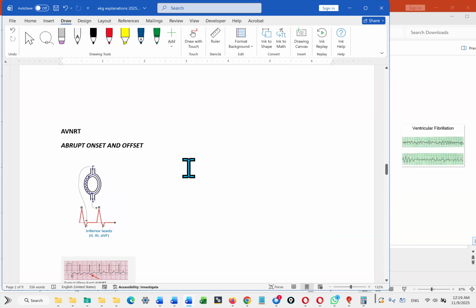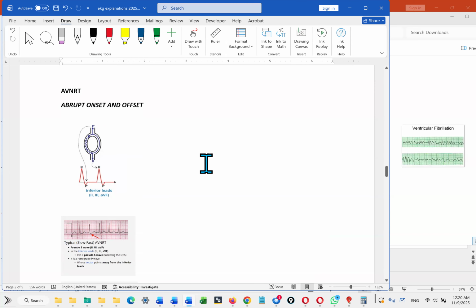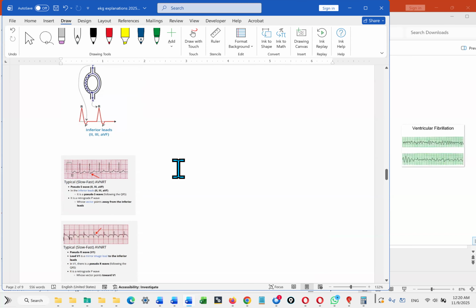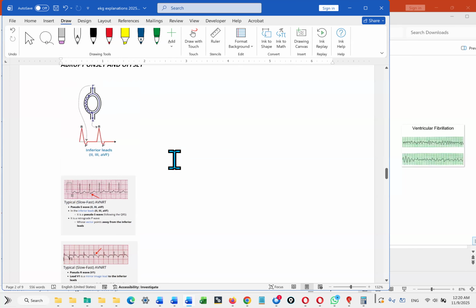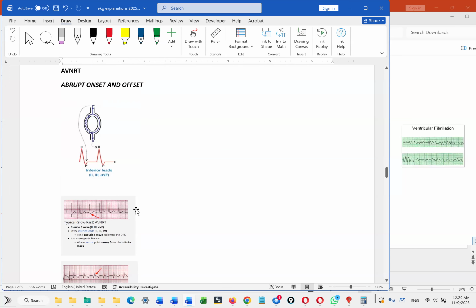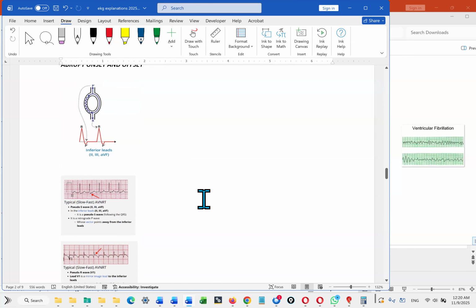Okay, so it comes on abruptly and then it goes away. So there is the slow fast type, which is usually the only one you'll ever see, and then the fast slow type. So here we're only going to look at the slow fast types because if we throw in too many things, we'll just end up being confused and won't accomplish anything. So let's focus on what is common. Okay, so AVNRT slow fast type.